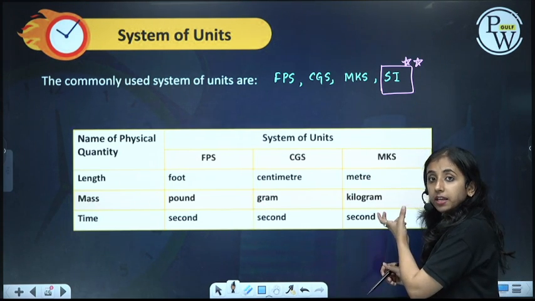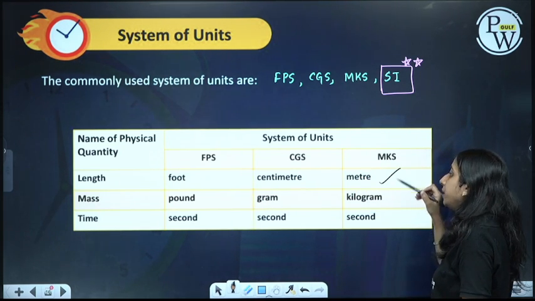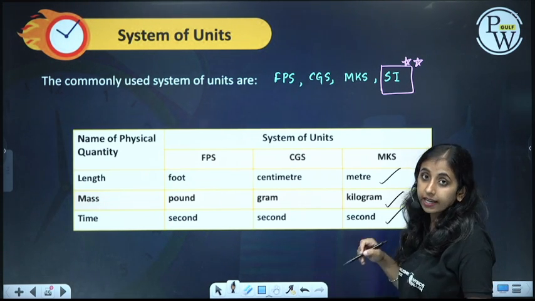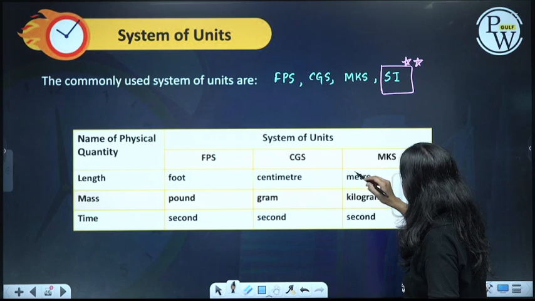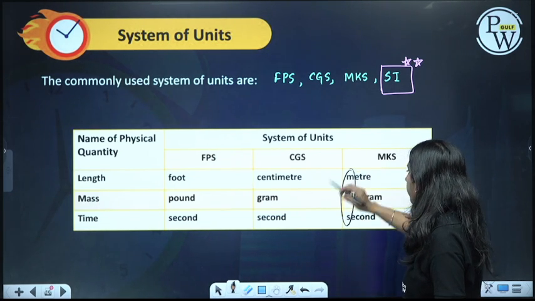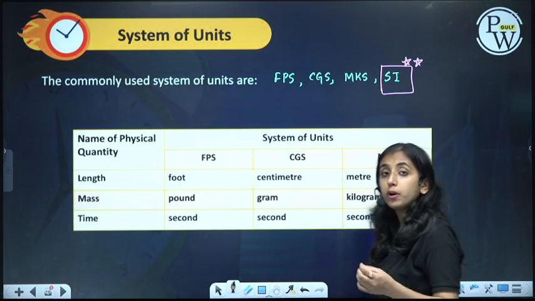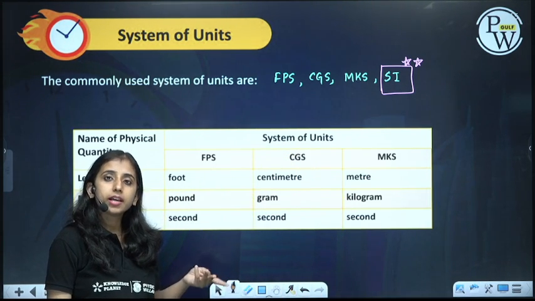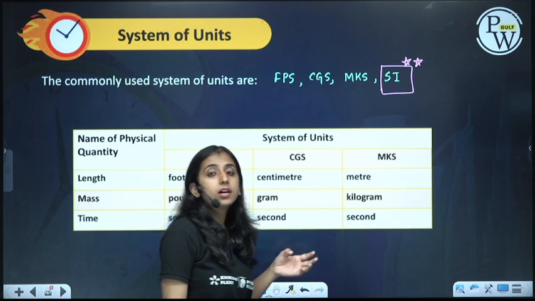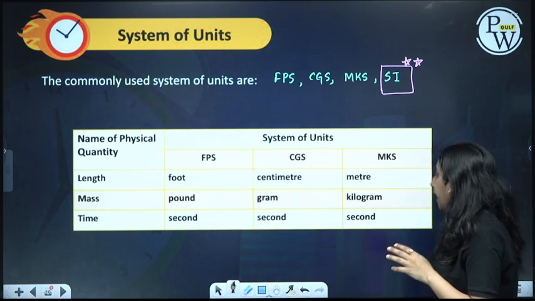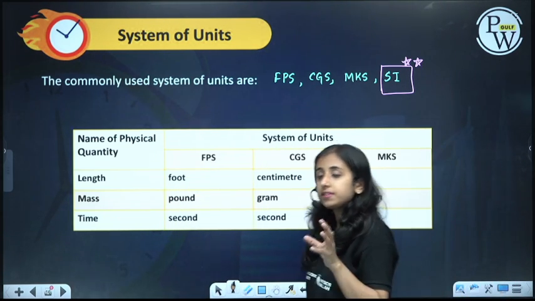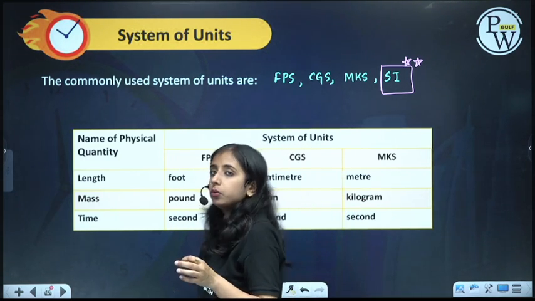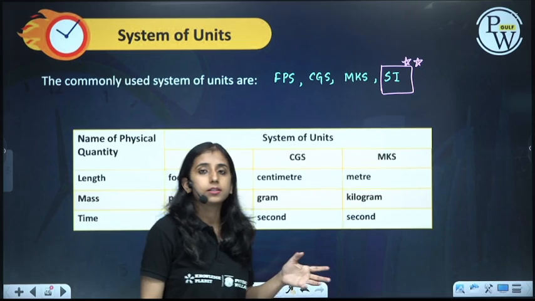Next comes the MKS system. In MKS, we use meter for length, kilogram for mass, and second for time. That's where the name MKS comes from. So for FPS: foot, pound, second. CGS: centimeter, gram, second. MKS: meter, kilogram and second. These are the units used in MKS.